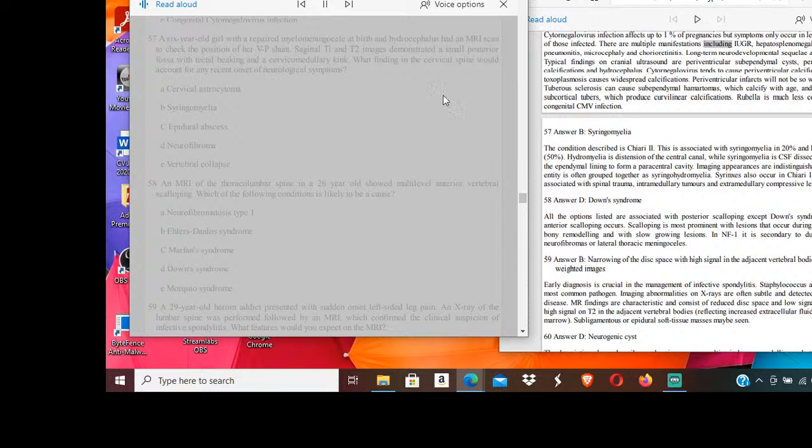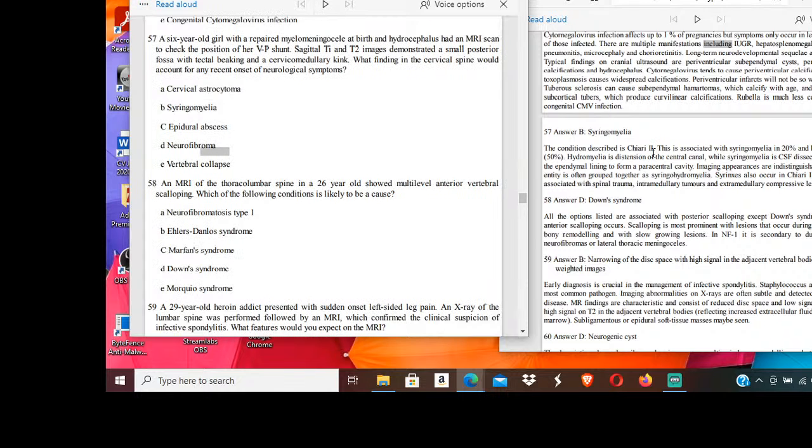57 A 6-year-old girl with a repaired myelomeningocele at birth and hydrocephalus had an MRI scan to check the position of her VP shunt. Sagittal T1 and T2 images demonstrated a small posterior fossa with tectal beaking and a cervicomedullary kink. What finding in the cervical spine would account for any recent onset of neurological symptoms? A cervical astrocytoma. B syringomyelia. C epidural abscess. D neurofibroma. E vertebral collapse.